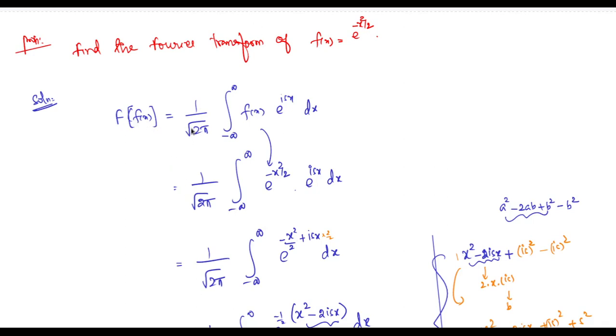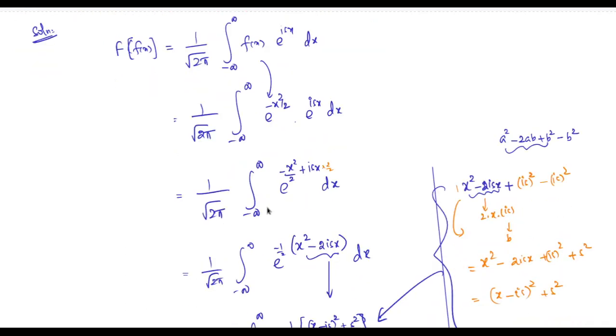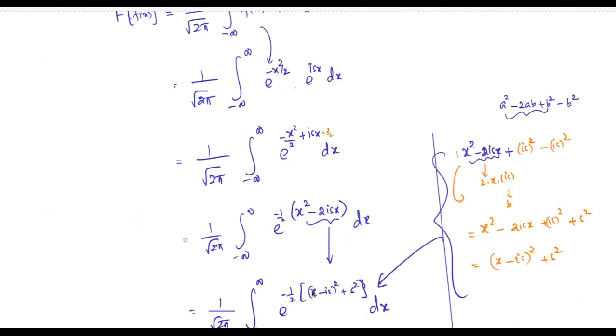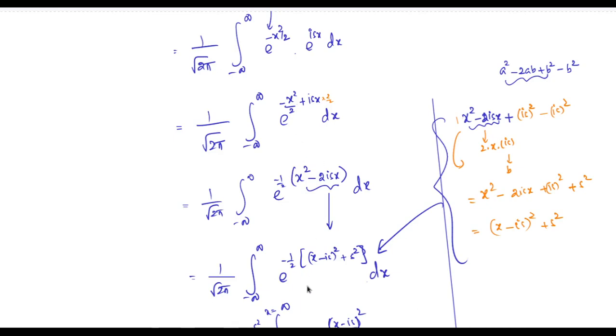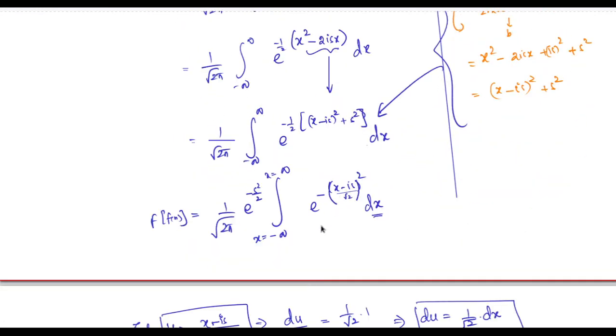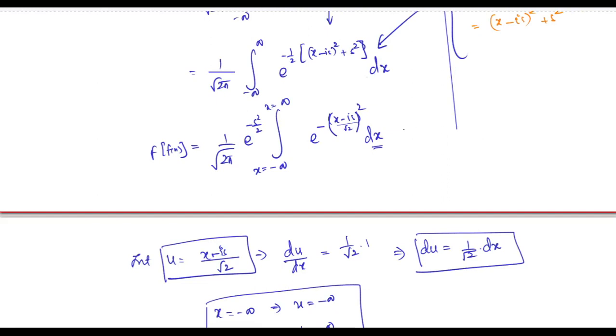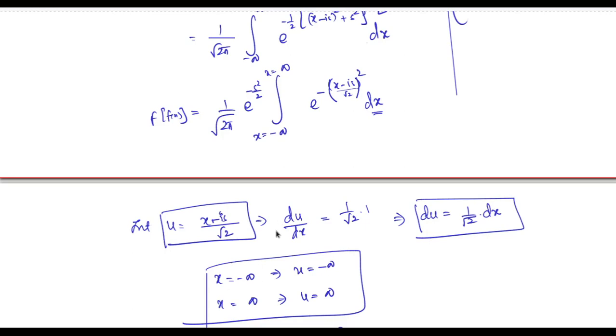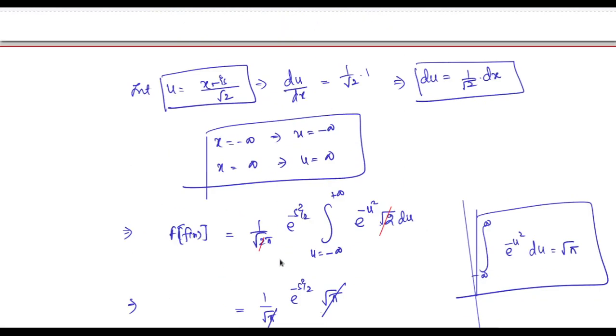So the transform was 1 divided by square root of 2 pi into the integral from minus infinity to infinity of f of x into e to the power isx dx. Now we substituted e to the power minus x squared by 2 for f of x, because that's what the function was given as. And then we just did some small manipulations so that we can perform this integration a little better. In fact, if you already know what's happening over here, you don't need to actually complete these substitutions. You can directly do it here itself, but it's okay.